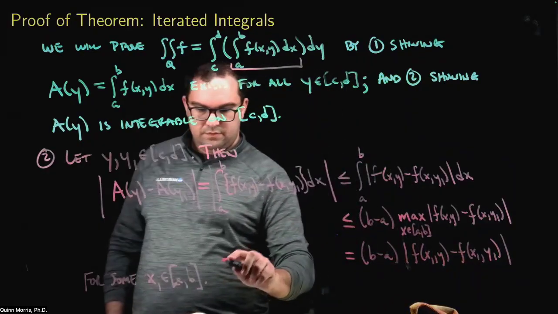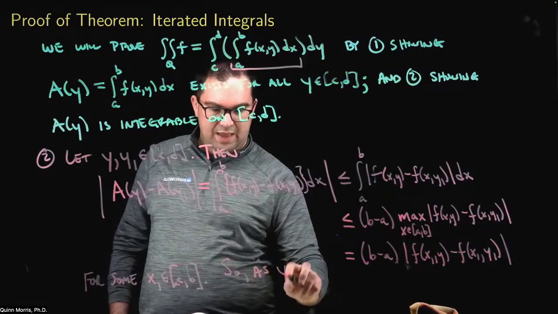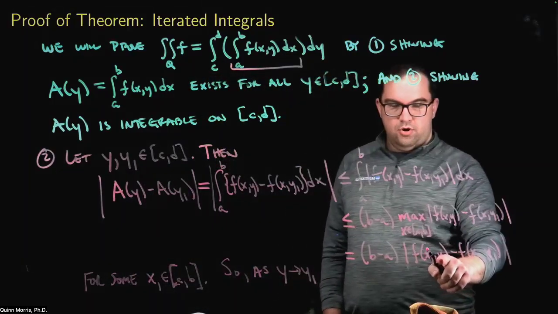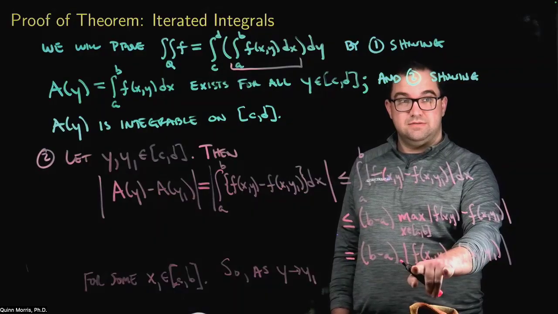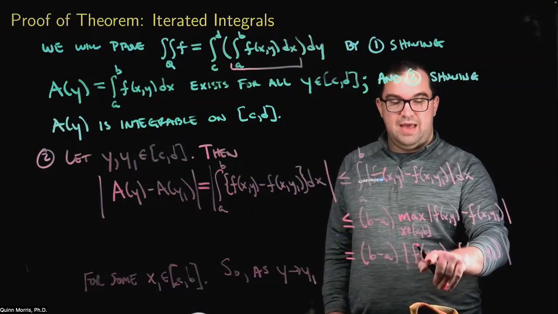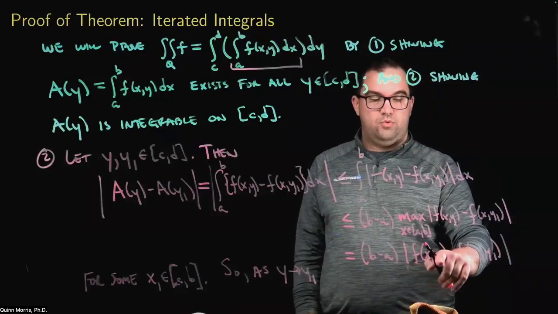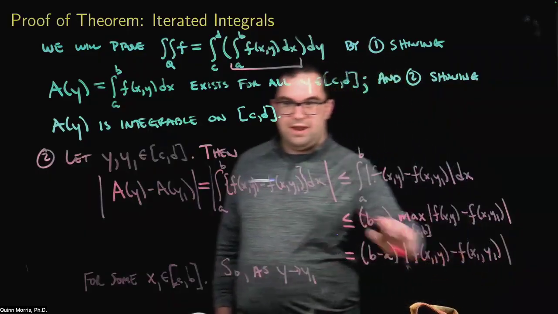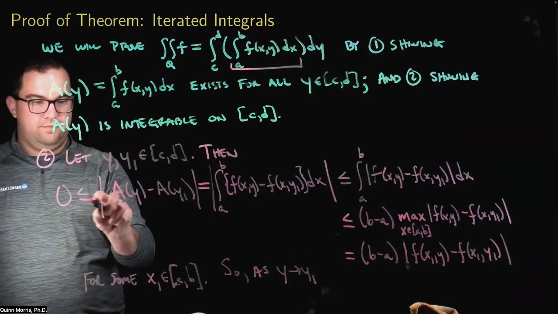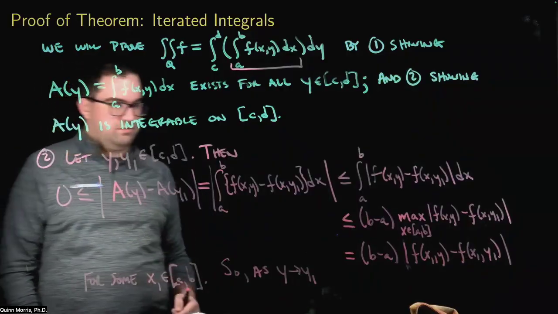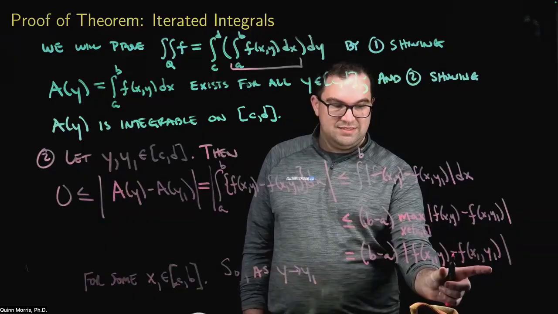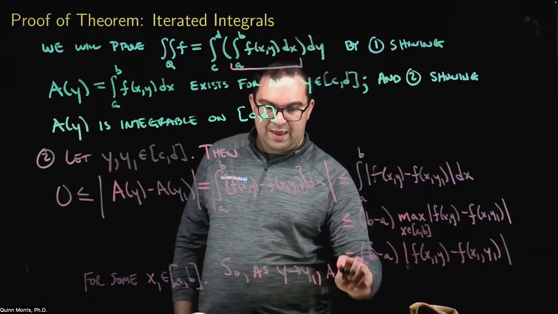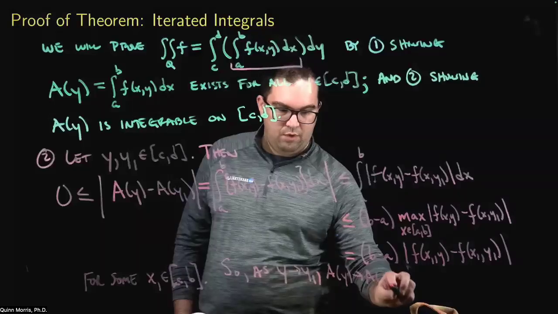So then what happens as y goes to y1? Well, as y goes to y1, remember, f is continuous. So as y goes to y1, f of x1 y is going to go to f of x1 y1, which means this term is going to go to 0. Well, if this term goes to 0 and this is less than or equal to that, but it's also the absolute value of something, so it's greater than or equal to 0. So as y goes to y1, this difference goes to 0, which means this difference also goes to 0. And so a of y goes to a of y1.